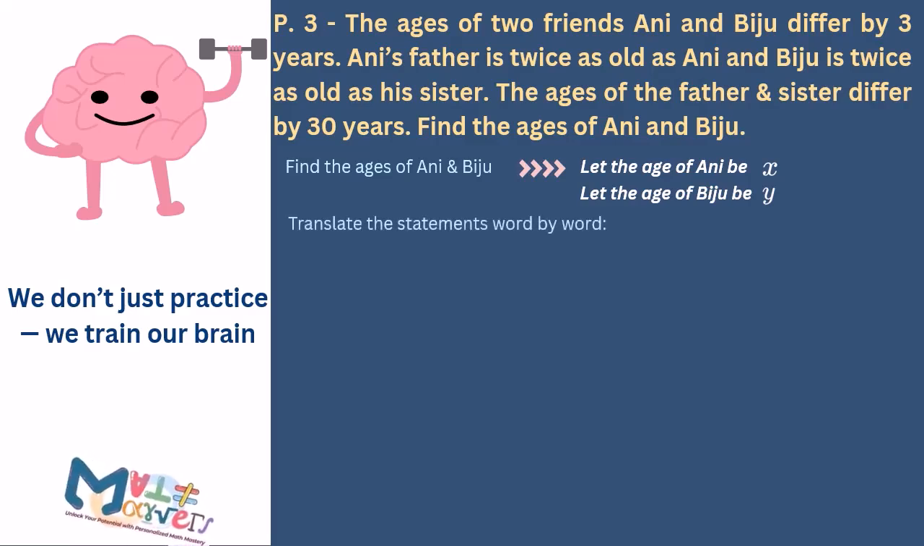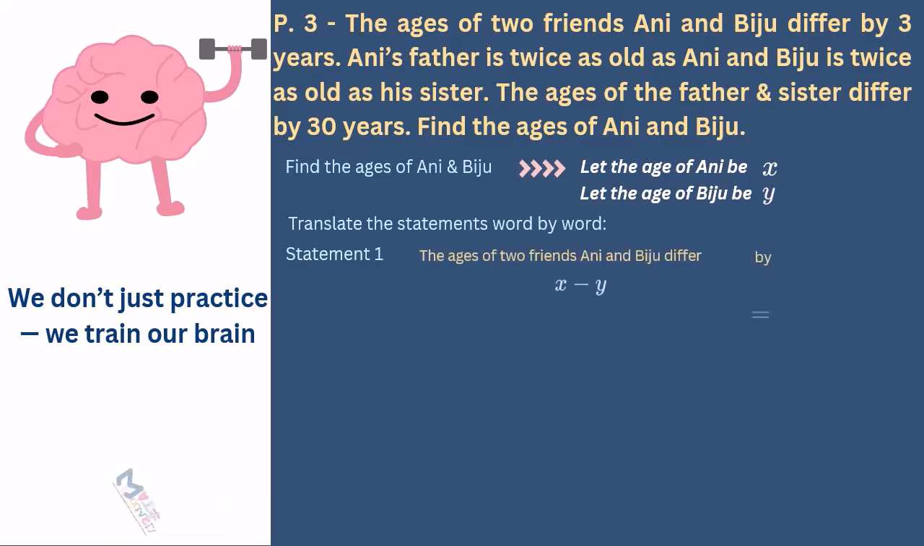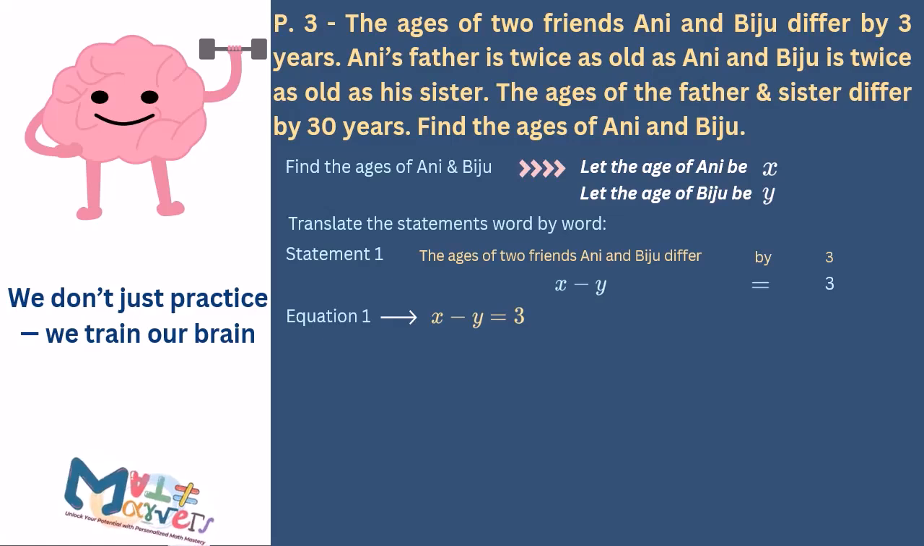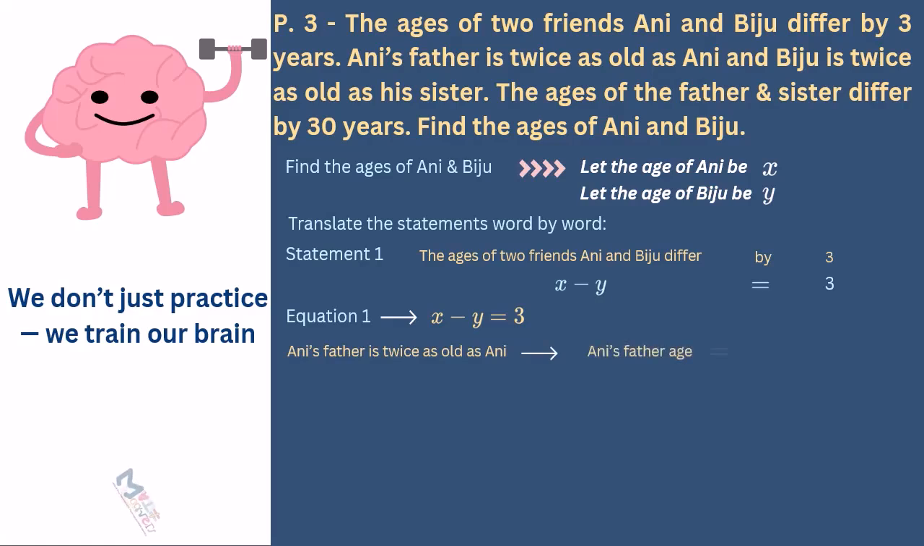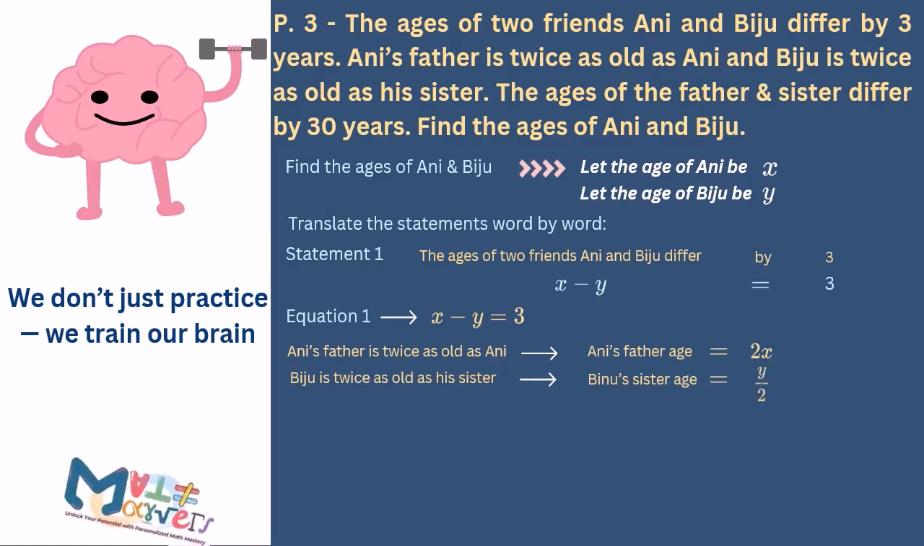A. Align the statements as equations. Statement 1. The ages of Ani and Biju differ by 3 years. That becomes x minus y equals 3. Statement 2. The ages of Ani's father and Biju's sister differ by 30. We need Ani's father and Biju's sister's ages. Ani's father is twice Ani's age, so father's age is 2x. Biju is twice as old as his sister, so his sister's age is y over 2.